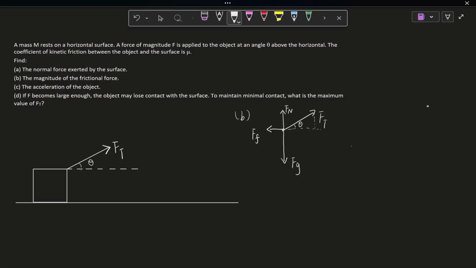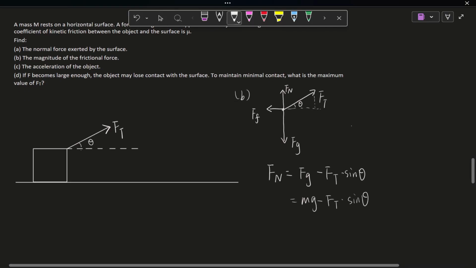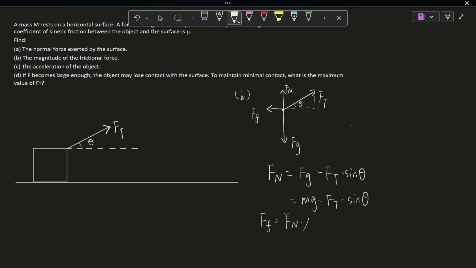Now for the B part. From the last question, we figured out Fn is equal to Fg minus Ft times sine theta, which is equal to mg minus Ft times sine theta. We know that the friction force is equal to Fn times mu.